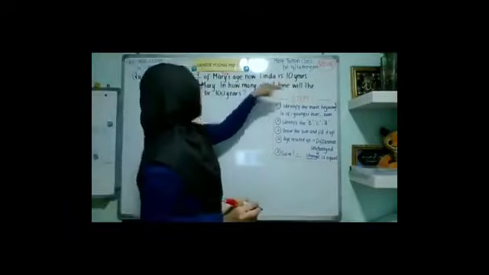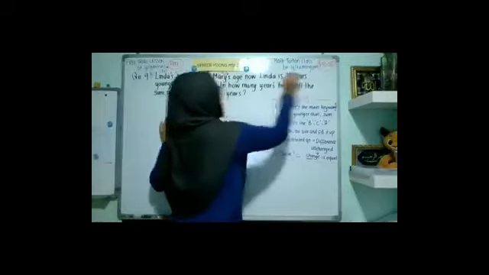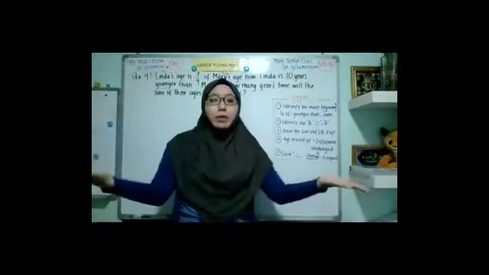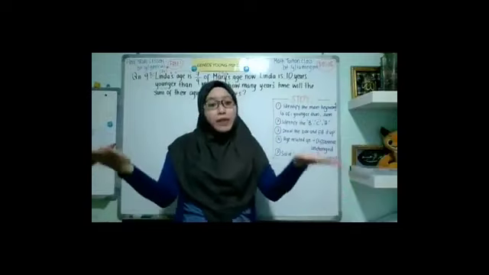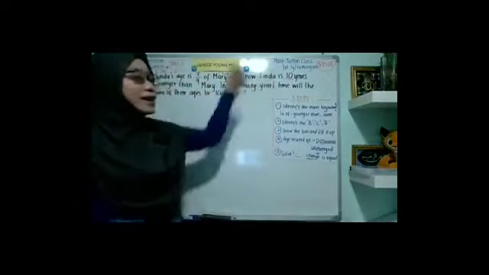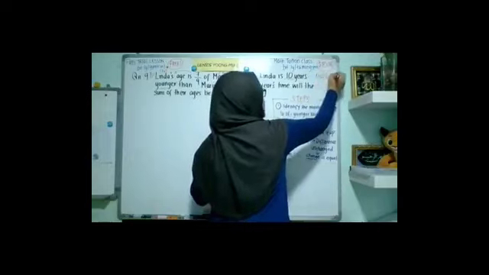Then, Linda is 10 years younger than Mary. 10 years younger. So I'm comparing Linda and Mary, and I find out that Linda is younger than Mary. How many years younger? 10 years younger. Okay, this is actually my difference.